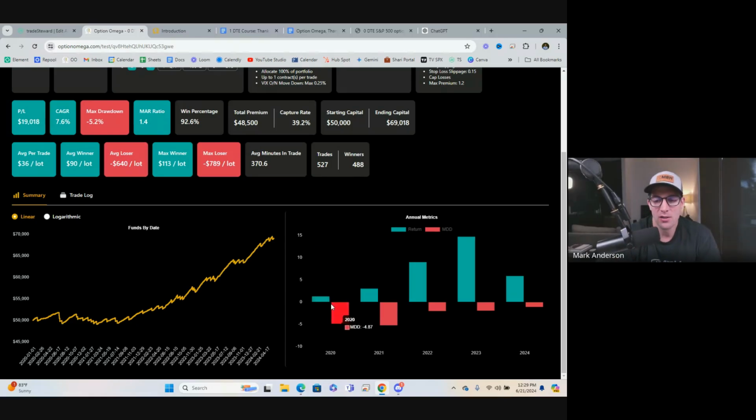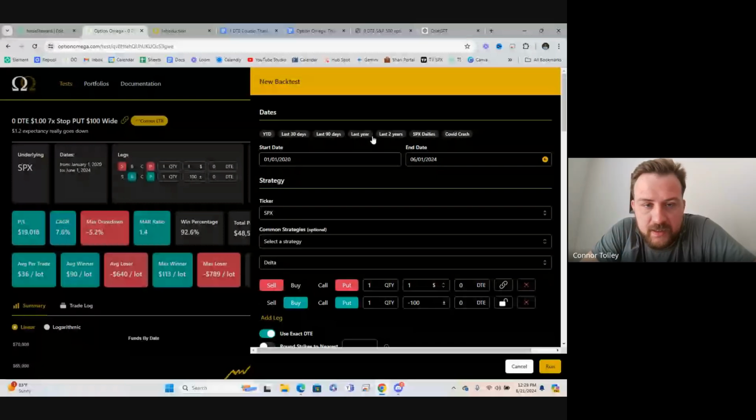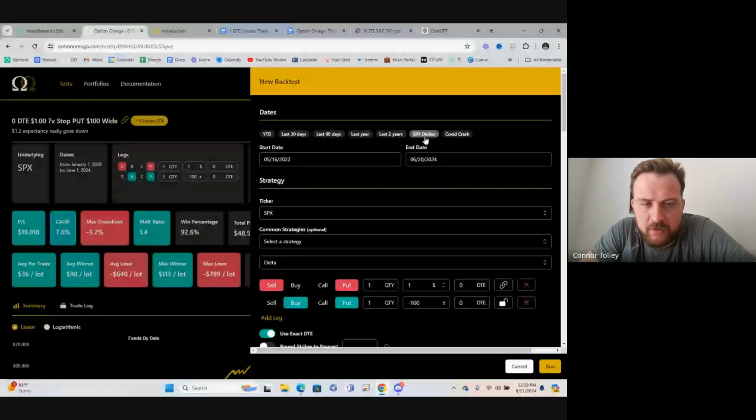Got it. So in regards to this, before we go on, go up to the top and click new backtest. Now click SPX dailies under dates. It's right by COVID crash. Yep, I clicked it, SPX dailies. Your computer may be lagging. I clicked it and changed the date.